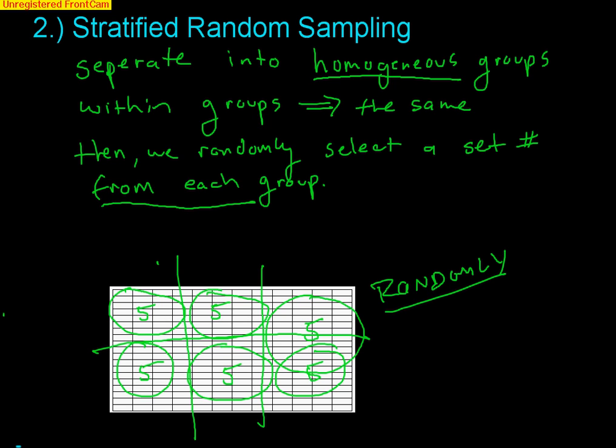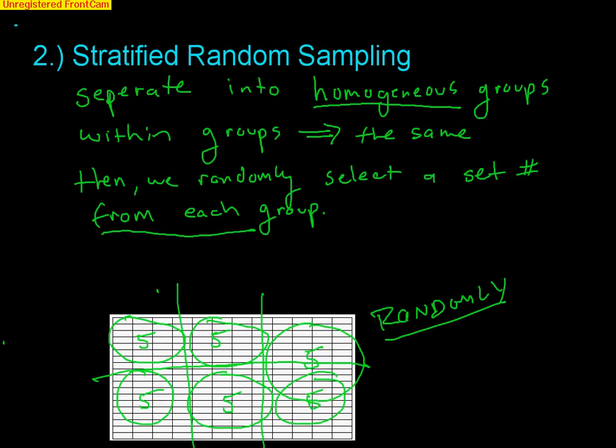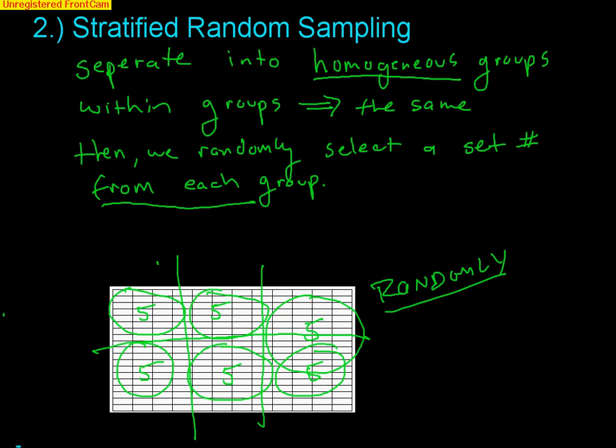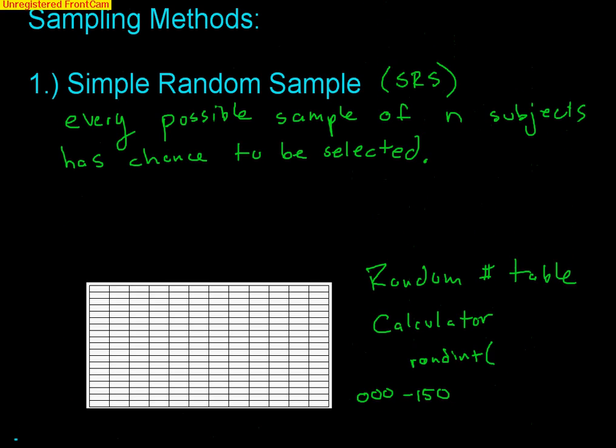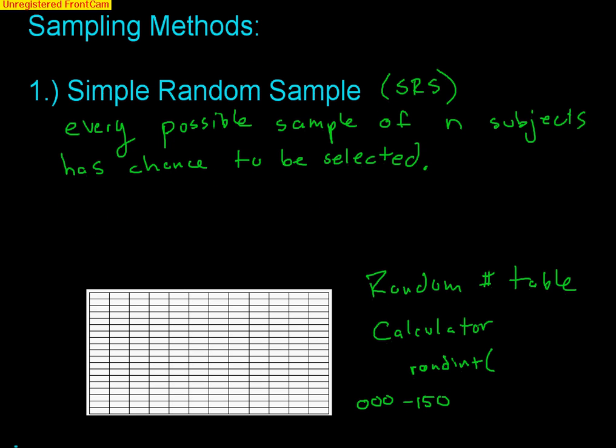In both, everybody had a chance to be selected. Trust me, everybody had a chance to be selected. But think about the group where I have boys and girls, right? If I take 10 boys and 10 girls, that means a group of all girls never had a chance to be selected. And remember, in a simple random sample, every possible sample of size n had a chance to be selected. So that chance of all girls never had a chance to be selected. That's why that is stratified, not simple random.